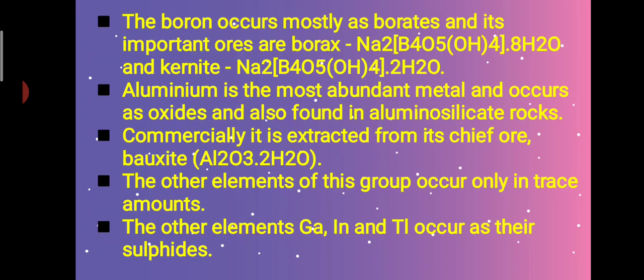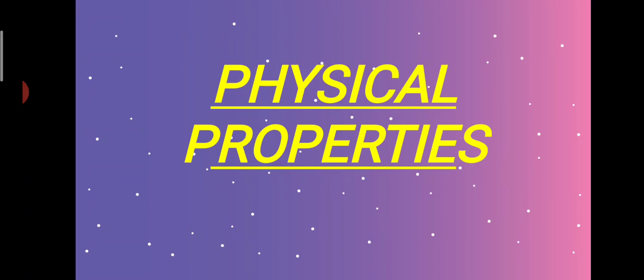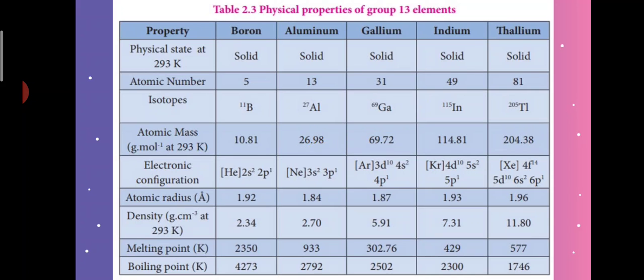So boron occurs as borates, and its main ores are borax and kernite. Is it clear? Aluminium will be existing in the form of aluminosilicates, that is in the form of oxides. The remaining will be existing in the form of sulfides. Next is physical properties. Physical properties will be like what is its physical state, what is the melting point, boiling point, all this will be coming under this.